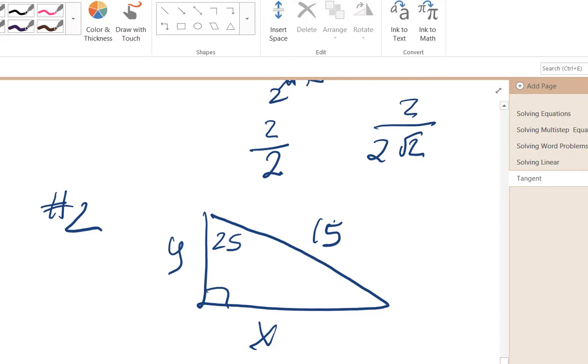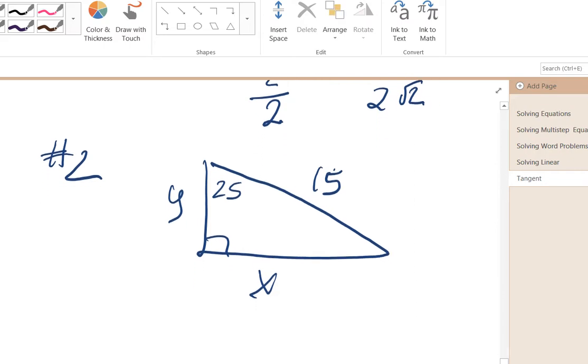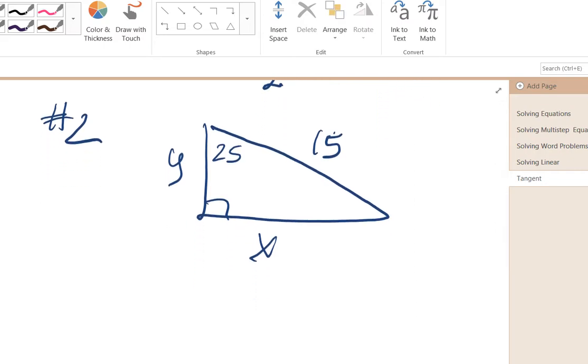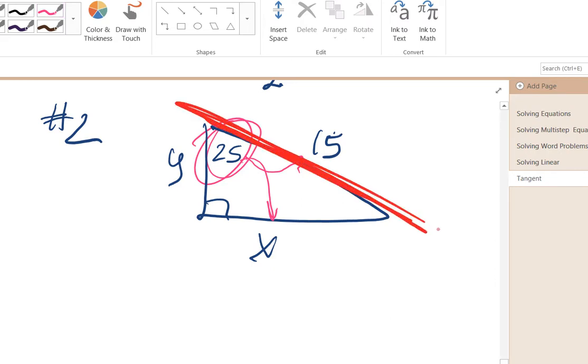There we go. Okay, so let's pick a side, x or y. Which one do you want to find first? X it is. So here's the angle that I have. This is the side I'm trying to find, and this is the side that I know. Okay, so what is this side right here called in this triangle? That's hypotenuse, right? Good.